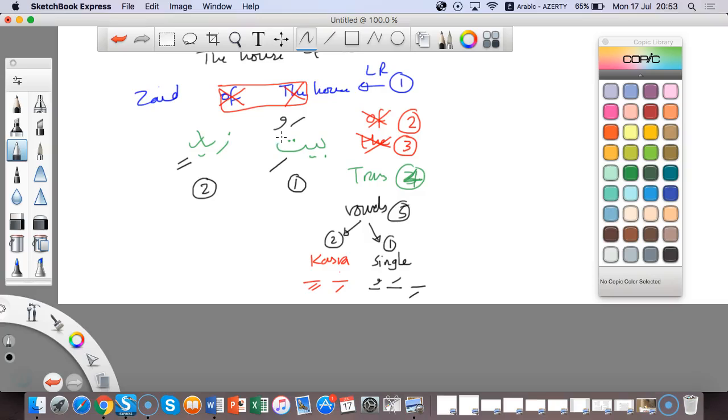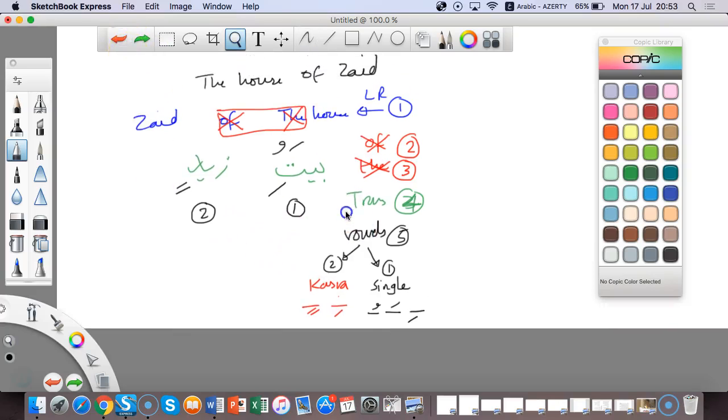So do you understand why you're supposed to give it two kasras? If there was an al here, al-Zayd, then you would have given it one. Make sense? Because there's no al, you're going to give it two. Okay, so let's go over this again now.